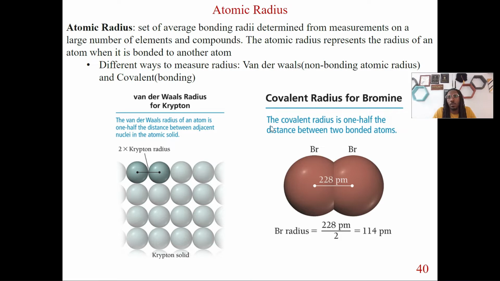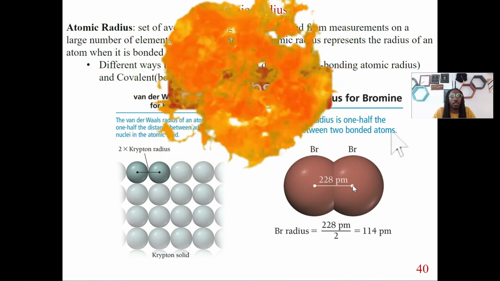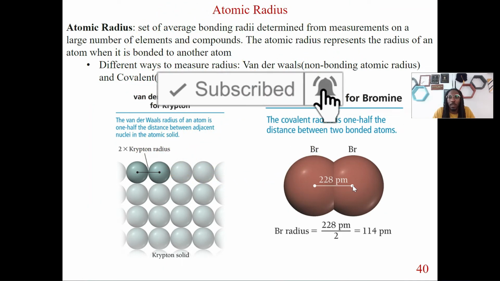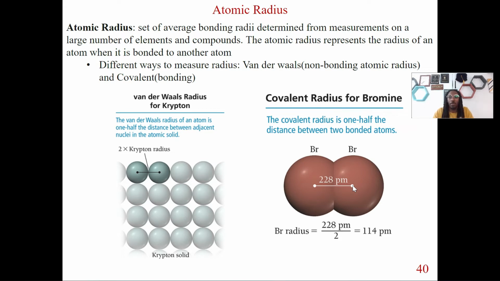Real quickly, we're going to talk about bromine. The covalent radius is one half of the distance between two bonded atoms. Basically, it's the same thing: we're looking at the middle of the atom to the middle of the next atom. Depending on how they're bound, it's going to impact the distance between those atoms. Right here, we find our bromine radius. We take the middle to middle, get our length, and divide it by 2. We get 114 for our atomic radius.